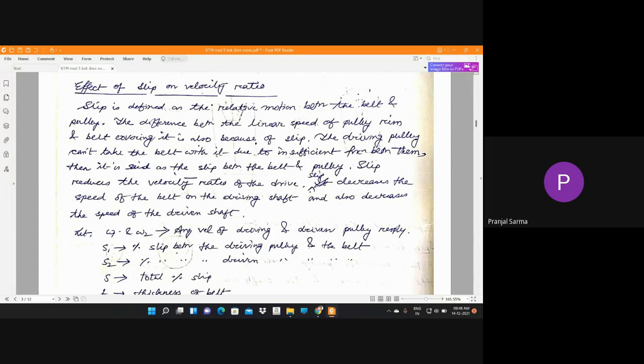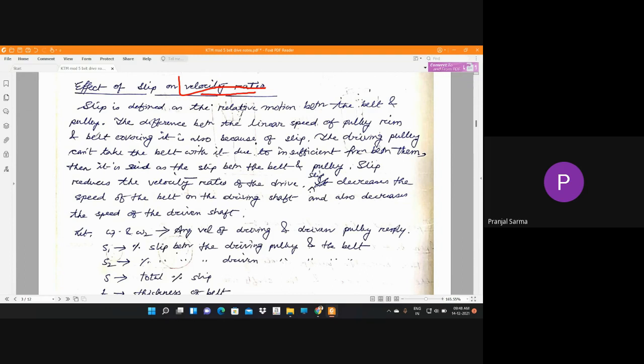Okay. So the next thing that we're going to discuss is, I have been saying that this belt drive is not a positive drive because we have slip on there. Already in the initial discussion we covered what happens if there is slip. But now mathematically we will see what is the effect of slip on the velocity ratio, and how to get that particular expression.